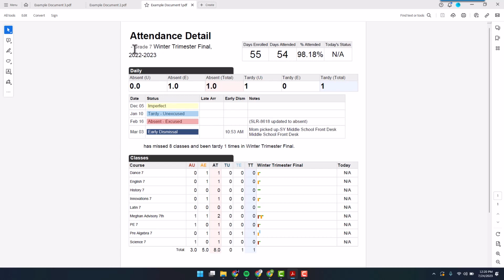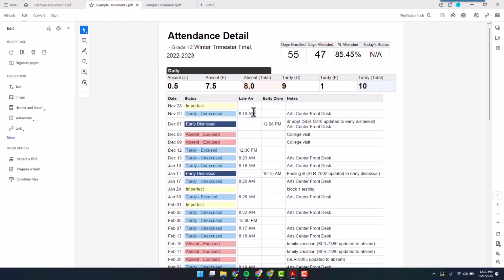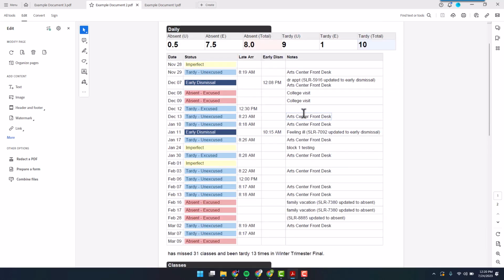So that's somewhat of a simple example, and that's the overview. I'm just going to show you 2 more examples quickly just to see how this looks in different classes. So this is an upper school student with 47 days attended, lots more action in their daily report. This is, again, by day.